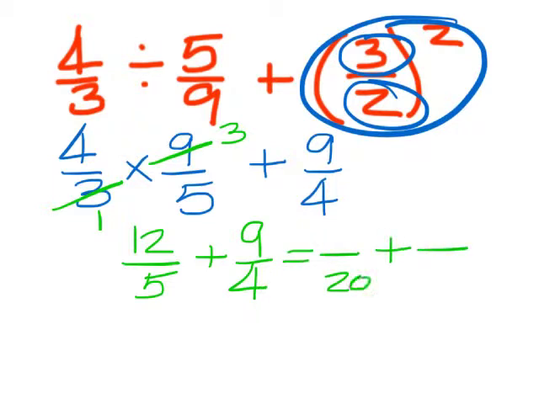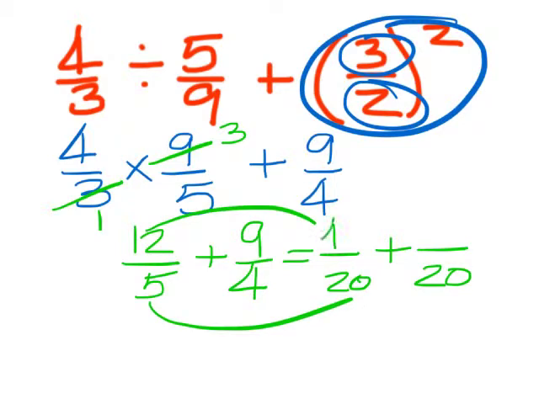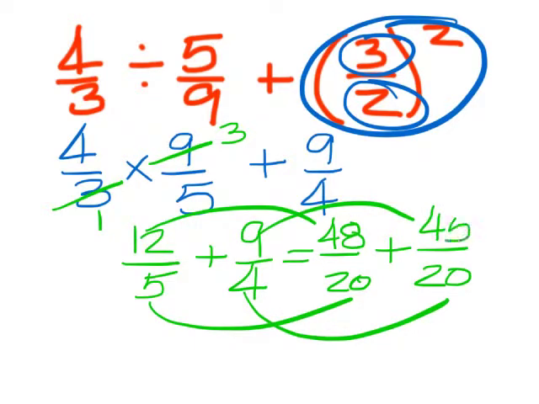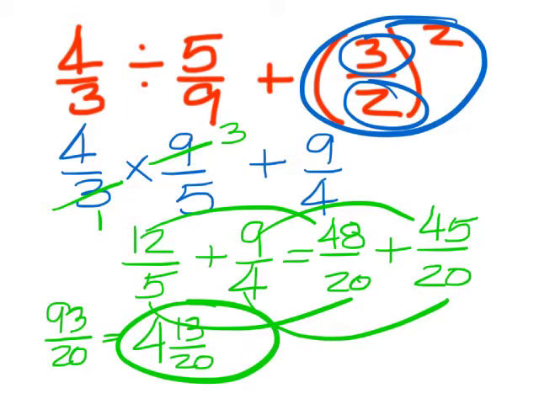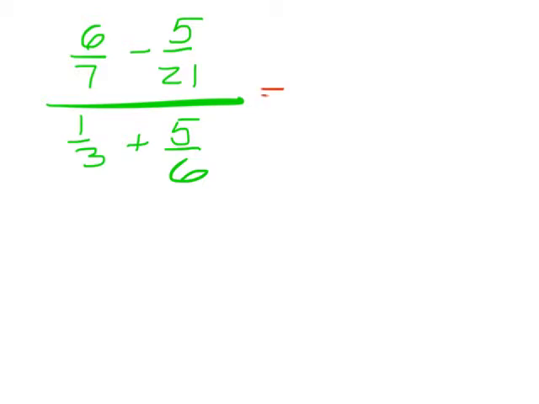And the common denominator will be 20. So we're multiplying by 4. That's where we get a 48. And by 5 here, so that's where we get 45. And we're going to add those together to get 93. 93/20, and that would give me 4 13/20.